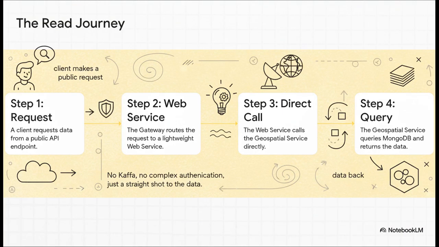The client makes a public request, the gateway just zips it over to a lightweight web service, which then talks directly to the geospatial service. That service just grabs the data straight from the database and sends it all back. There's no Kafka, no complex authentication, it's just a straight shot to the data.